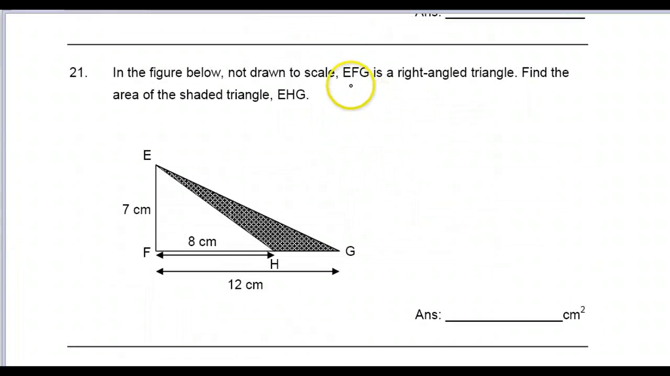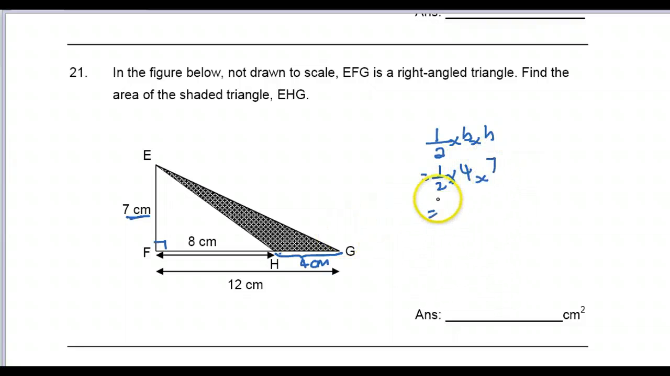In the figure not drawn to scale, EFG is a right angle triangle. Find the area of the shaded triangle. So I need to find this shaded part. Let's look at my base. My base would be 12 minus 8, which is 4 cm. My height is my right angle, the side here. So I know my height will be 7. So area of triangle is half times base times height. My base is 4. My height is 7. So the answer is 14 cm squared.